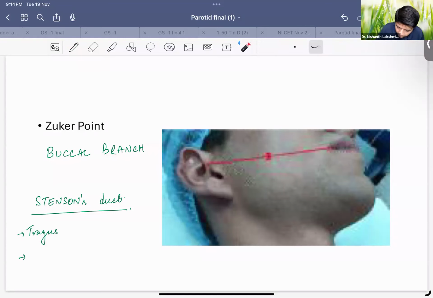Now the recent one, they say, is from the tragus, they draw a line to the midpoint of the upper lip. Of course, the other way of remembering it is find the midpoint between the ala nasi and the angle of the mouth. Then draw a line from the tragus to the midpoint of these two. Technically, it goes to the same area. Okay. And the middle 1/3 is where you're going to draw the Stenson's duct.